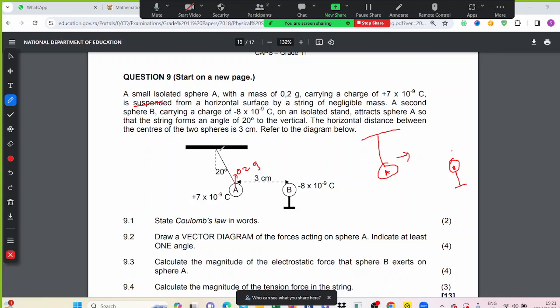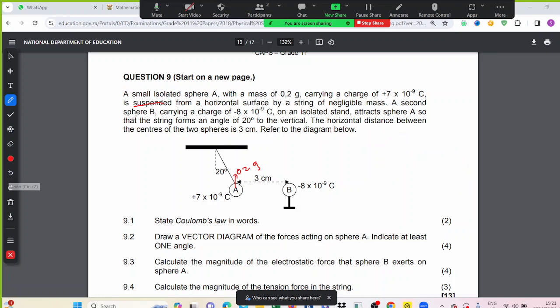That's why you can see that this angle is being formed here. The sphere swings in such a way that it forms a certain angle, and the angle that it forms here is 20 degrees. For example, the sphere was here, and then it swung to here, and it formed 20 degrees, which is an angle. Do you understand that?